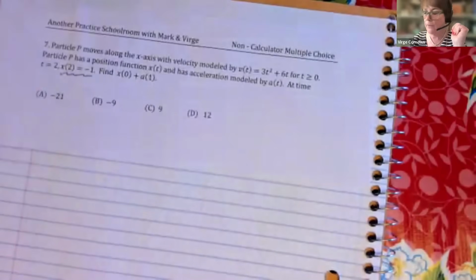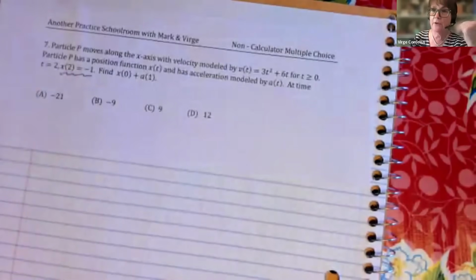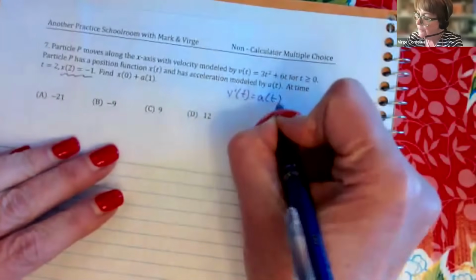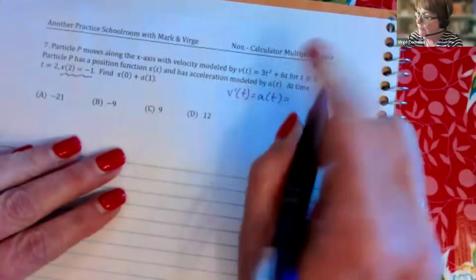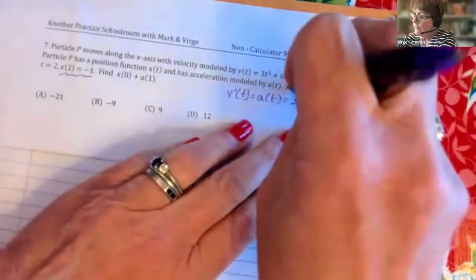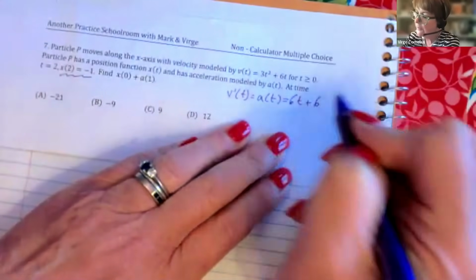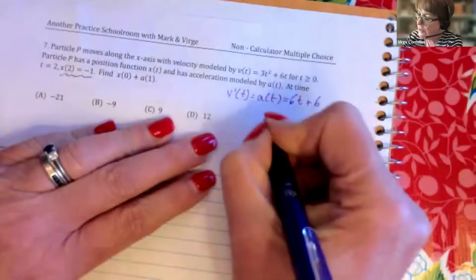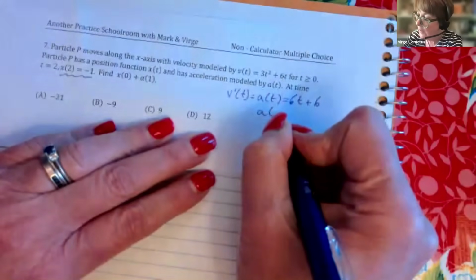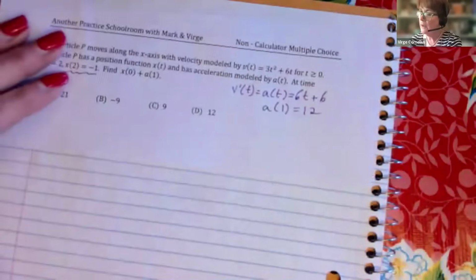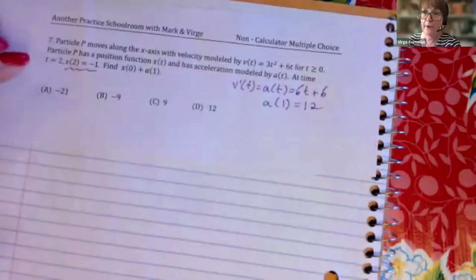You could do this in any order you want. I would probably think about a of 1 first because I'm just going to take the derivative of velocity and figure out my acceleration. So v prime of t always equals acceleration, a of t. These are power rule, so 2 times 3 is 6. So I have 6t plus the derivative of 6t, which is 6. Now I'm going to substitute in 1, right? So a of 1 is 12. I'm going to keep that on the back burner because there's a little bit more going on to try and figure out x of t.